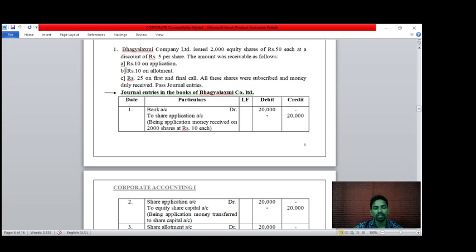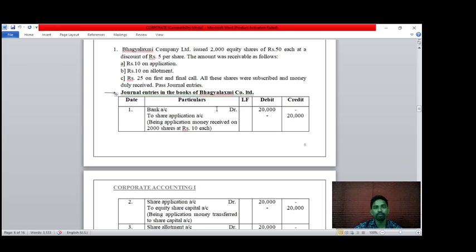Now see how they receive this 45 rupees: rupees 10 on application, rupees 10 on allotment, and on the first and final call, rupees 25. Now we have to pass the journal entries in the books of Bhagyalakshmi Company Limited, in the given format, adjusting only the allotment transactions. The first entry is rupees 10 on application.